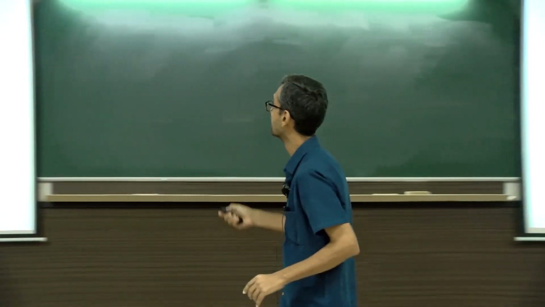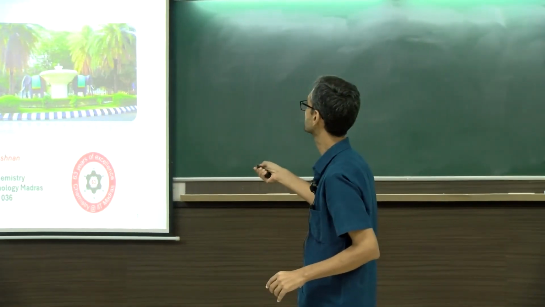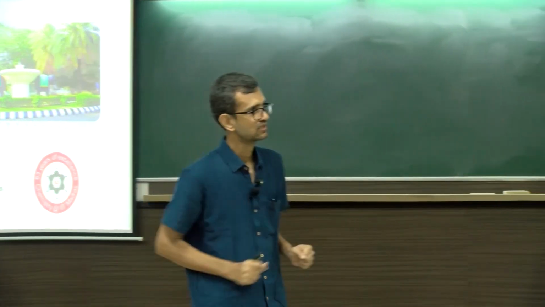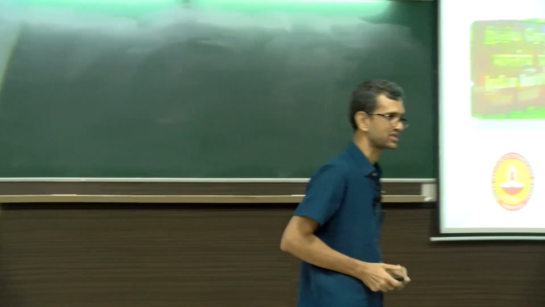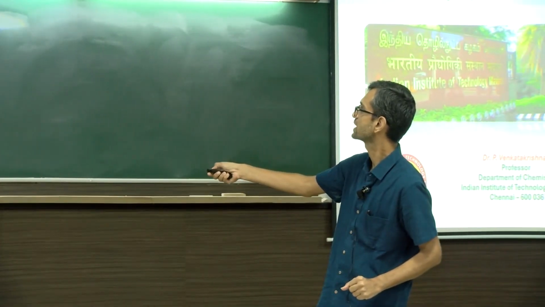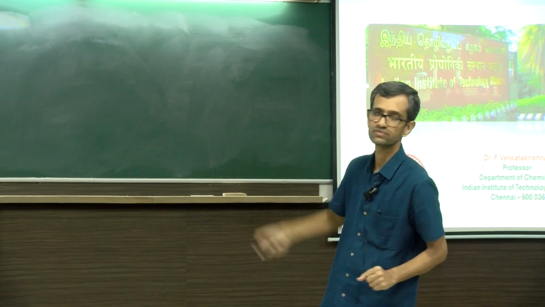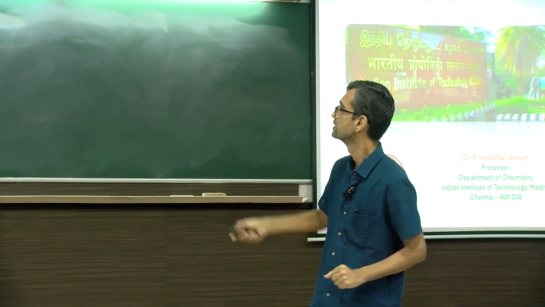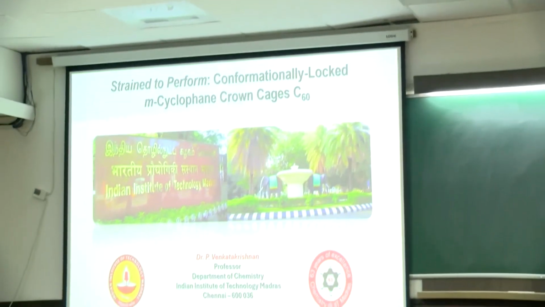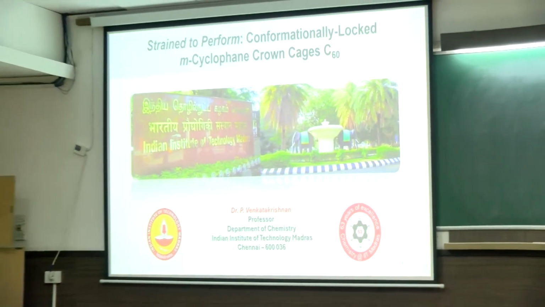Right? And how did we do that? We did it by conformationally locking. Conformational locking was one of the aspects. And m-cyclophane is one of the molecules that we are going to deal with. It is basically a crown. It's kind of a crown. This molecule possesses a crown shape.